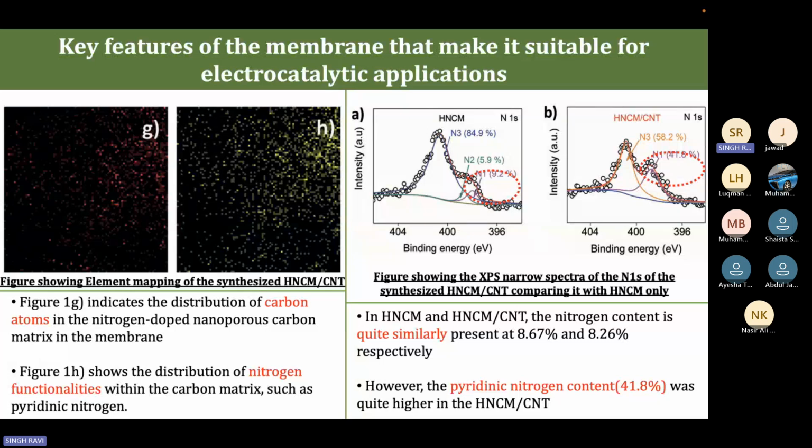So you can see this result of XPS in the narrow spectra. If we just have the carbon membrane, then the pyridinic nitrogen content is just 9.2. But if we combine it with the carbon nanotube, then the nitrogen content is increased. So the composition basically is also important. So CNT also has a supporting function.